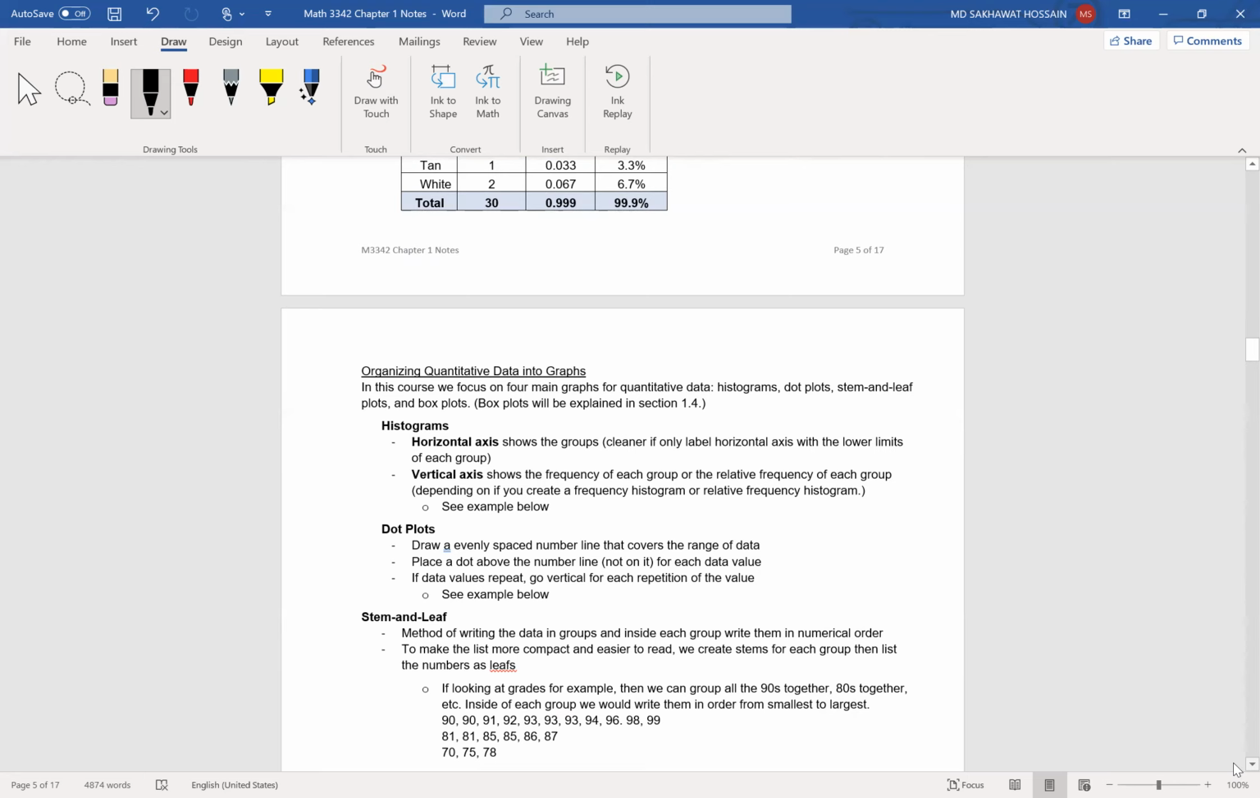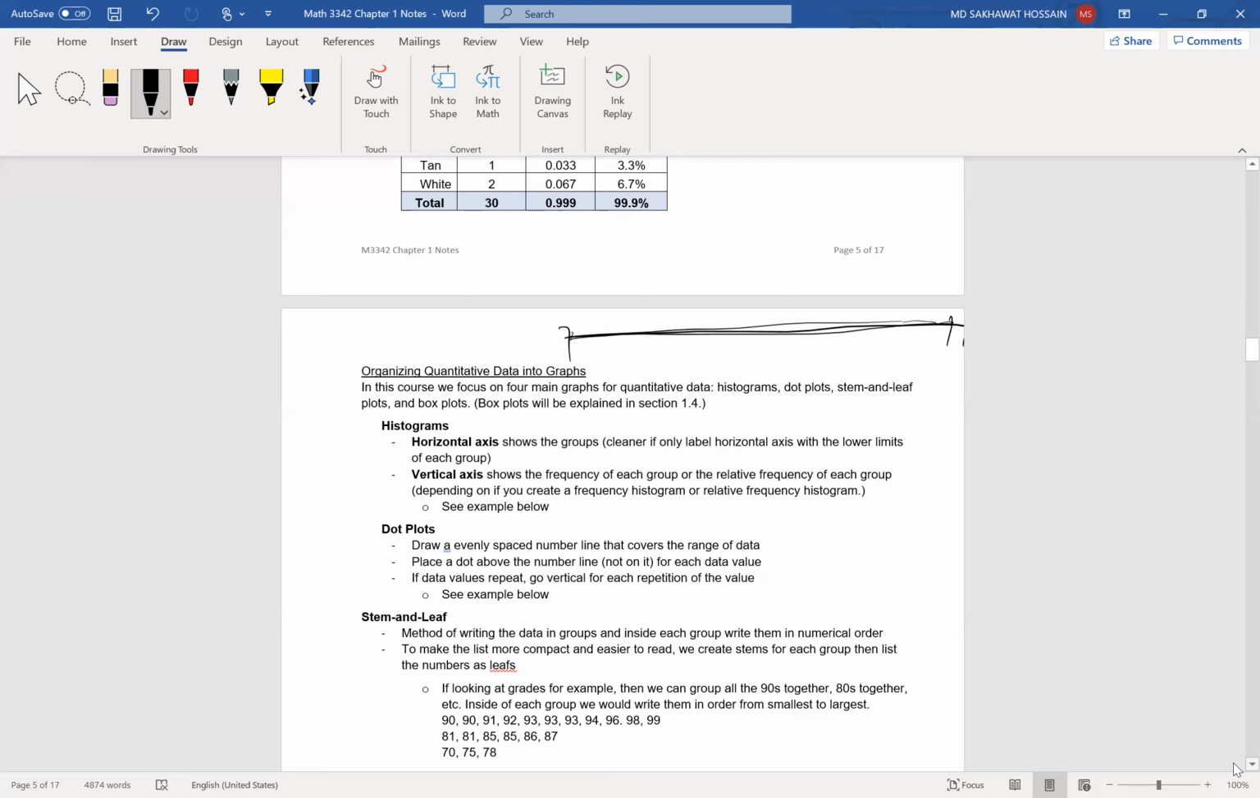And for dot plots, draw an evenly spaced number line that covers the range of data. We just draw a number line, an evenly spaced one, and it should cover the whole data set. We place a dot above the number line for each data value. Usually we use the dot plot for discrete data. For continuous data, we do not use a dot plot.